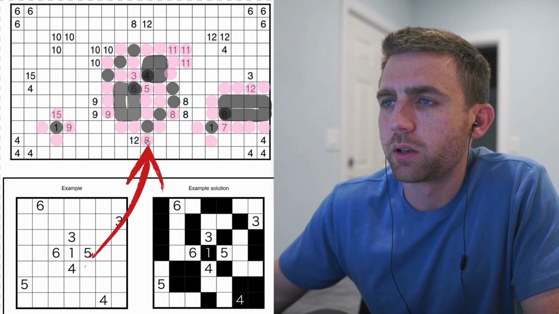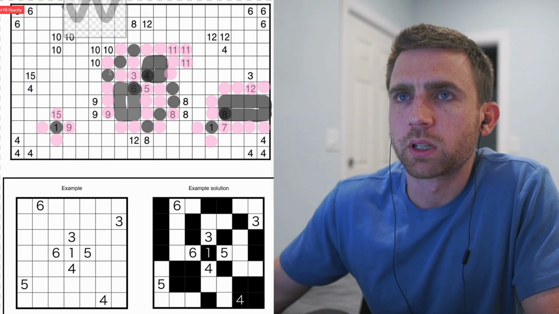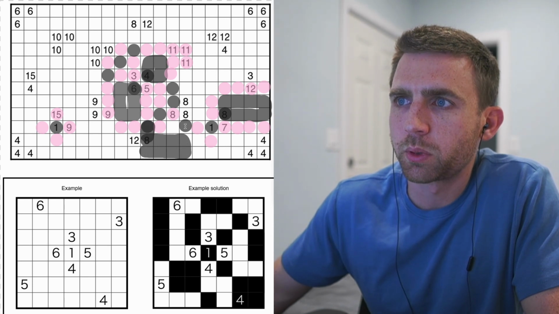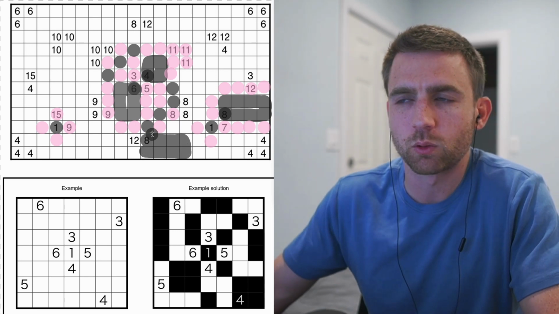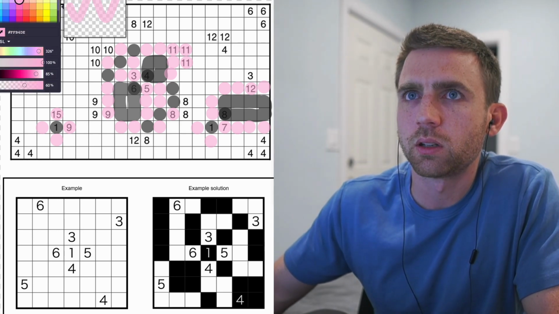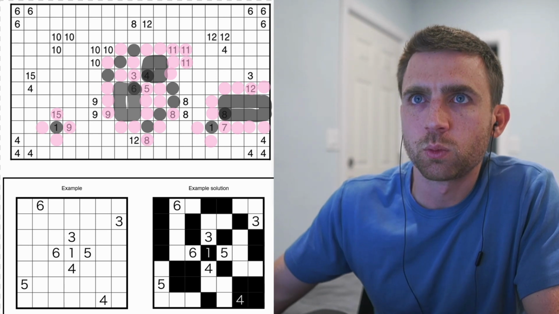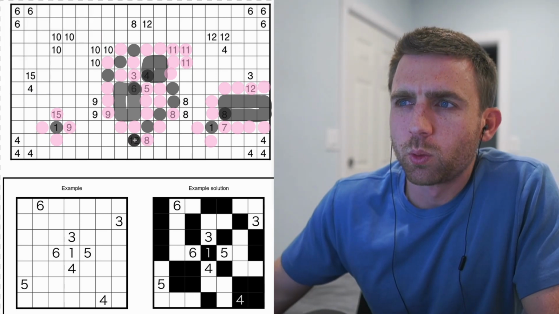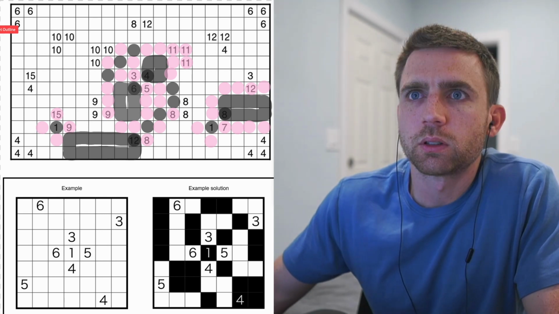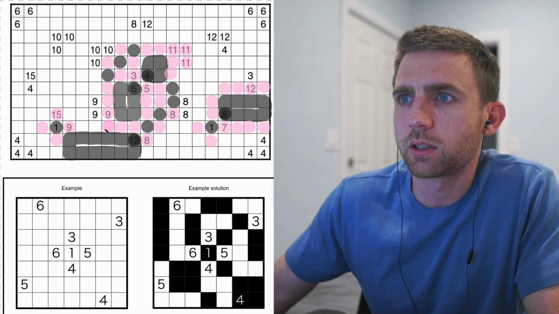This 8 right here cannot be shaded because we can't make a rectangle with this in any way, because it's connected to this one up here, and we can't connect this one up here to make a rectangle of size 8. We basically know for sure that this is going to be an unshaded 8, and if this is unshaded, we know that 12 is going to be shaded. The only way this 12 can be shaded is just a 6x2 right here. So let's just fill that in. Now let's fill in all the adjacents as unshaded.